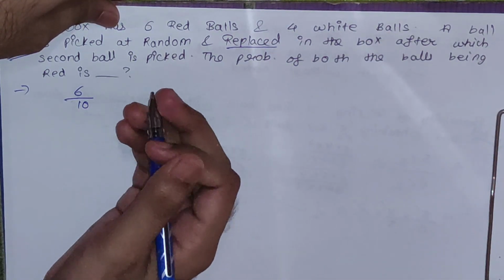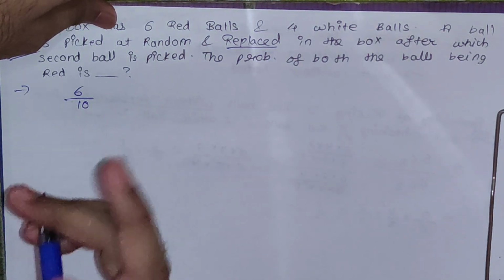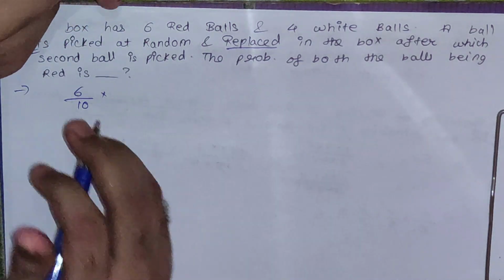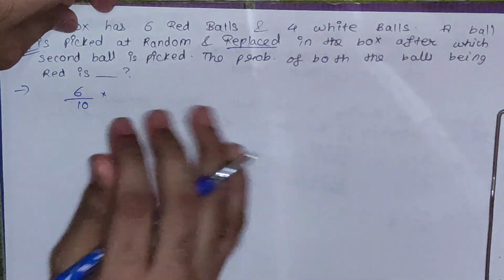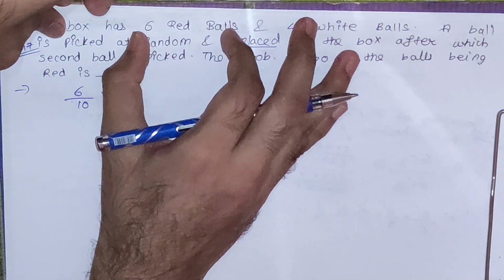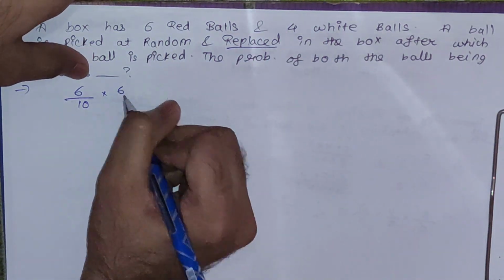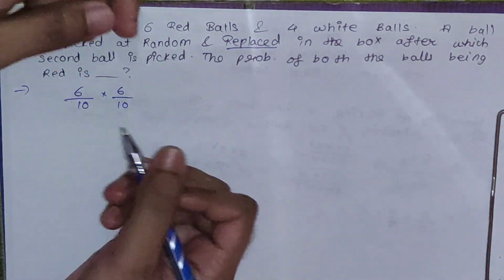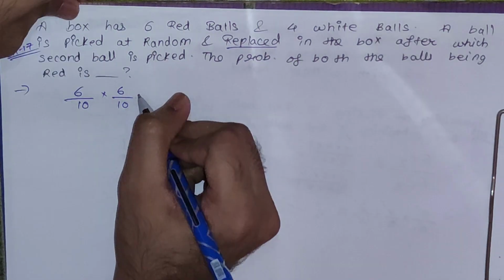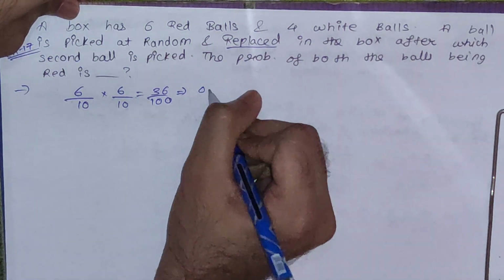Now since we have picked one ball and then replaced it, it means you are putting a ball back into the bag. It means the balls in the bag are not going to reduce. It will remain the same, so the total number of balls will be the same and the number of red balls will also be the same. So you will get 6 upon 10. So in both cases we are going to have 6 by 10 and 6 by 10. So the answer will be 36 upon 100, or more specifically 0.36.